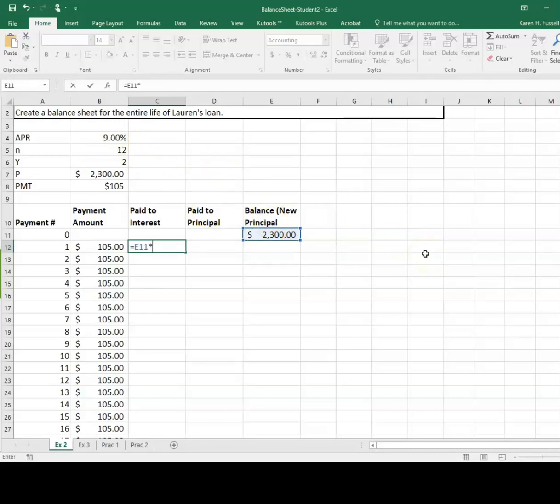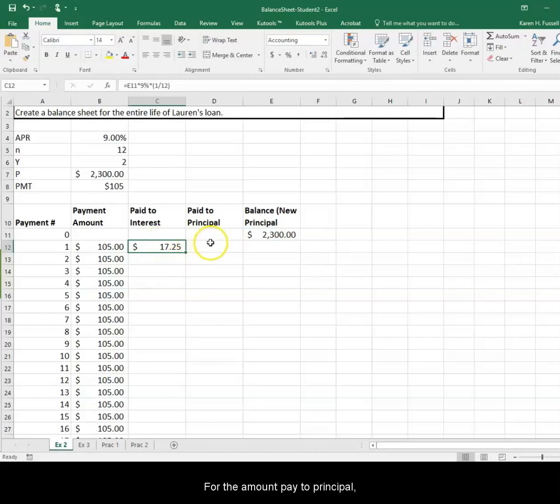But remember, when we do our time, so times our time, this is only 1 month, so I can't put in 1. I need to put in 1 over 12. Okay, that will be for 1 month. Okay, so 1 out of 12. And then hit enter, and that'll give us the amount of interest we paid. That amount should match what you did in your workbook, for example 2.